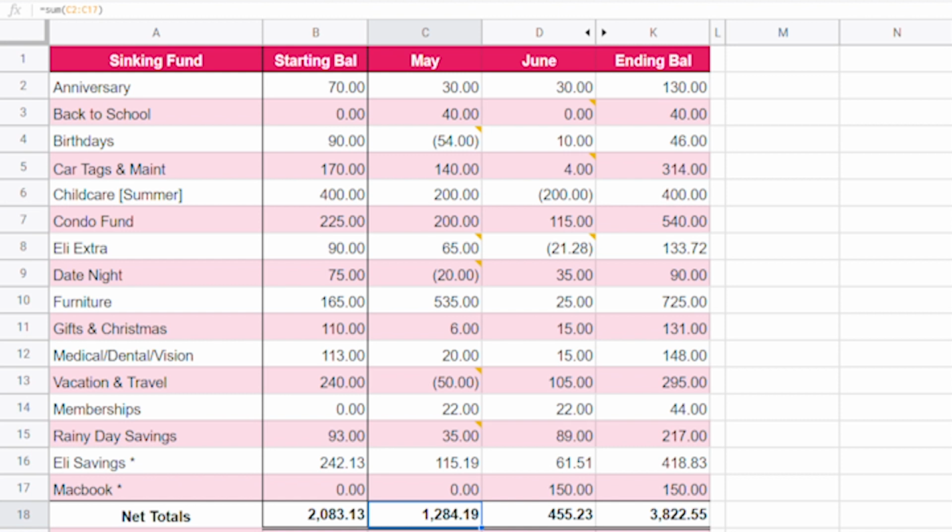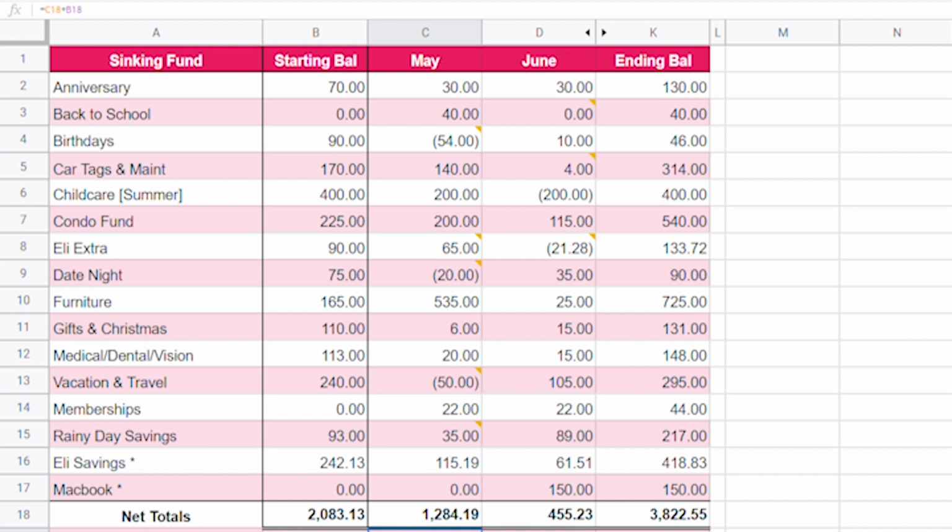So then in May, I did the same thing. This $1,284.19 is the net total. So after everything came in and everything came out, the bottom line was this number here. The number that's below it, net balance, is now what my total is across all of my sinking funds after this May activity. So the $3,367.32 is what my balance was at the end of May, and that is these two cells added together here. So the 2,083 plus the 1,284, we got the 33.